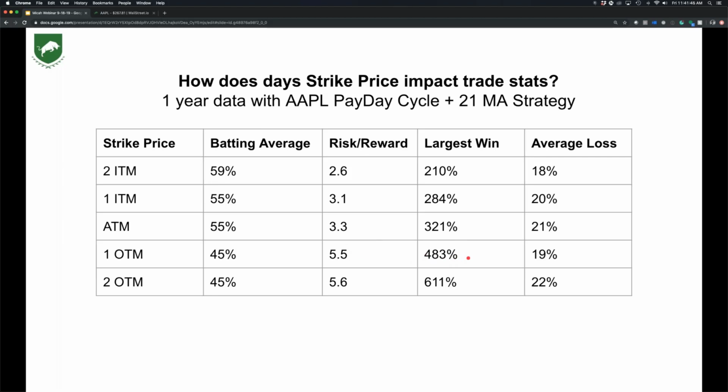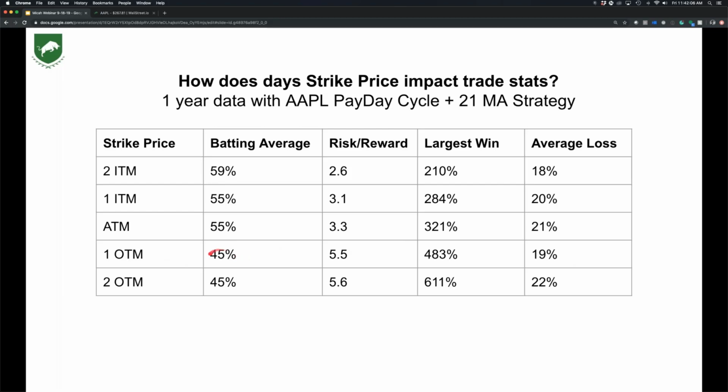This is because of the way options behave with delta and everything like that, right? And again, average loss was actually still pretty good. So the winner chicken dinner here for your Apple payday cycle strategy, which I gave you, and I'm actually just going to tell you what the best option one was too. Like Jeanette said, I'm going to give you the strategy: one strike out of the money, 30 days out.